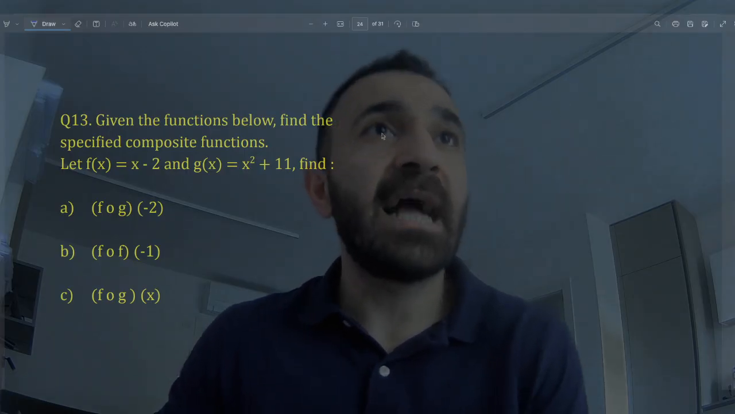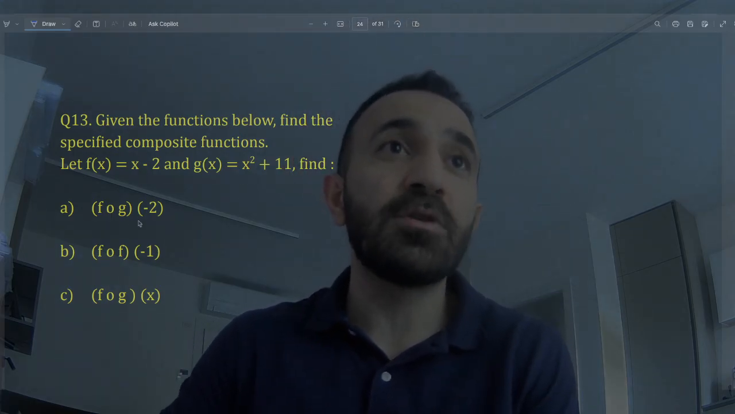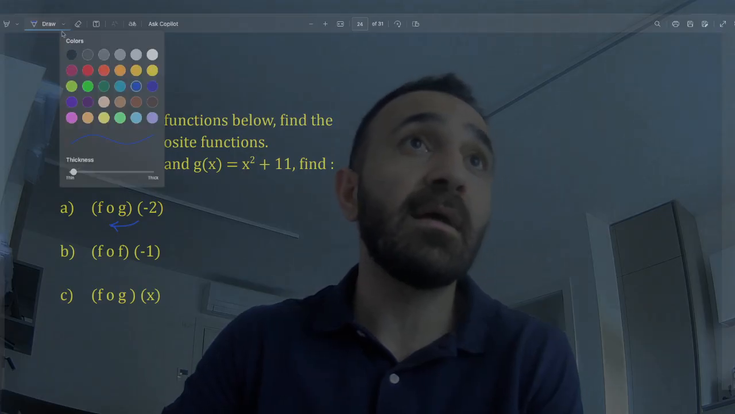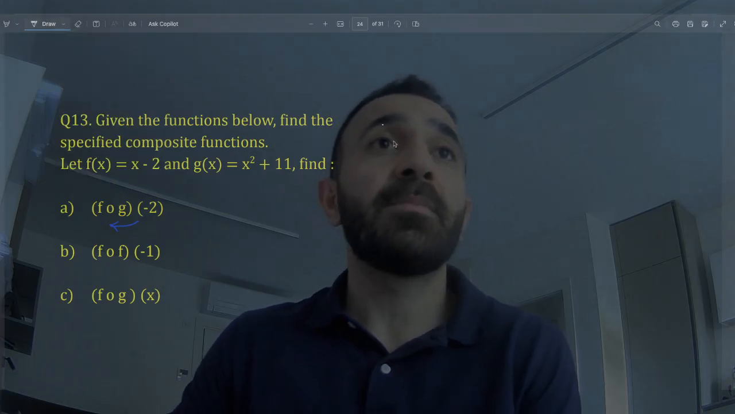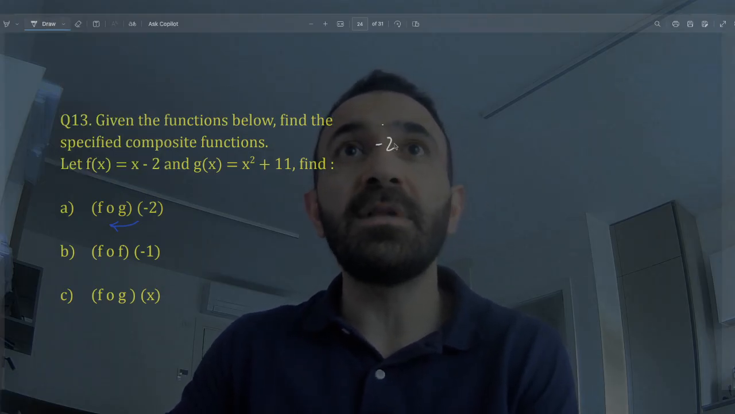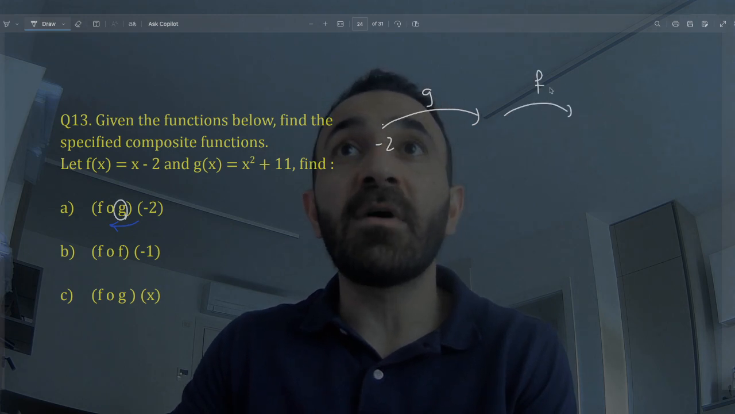Now, a little composite functions. So g of x and f of x are given to you. Find f of g of minus 2. I told you that you have to go from inside to outside as the priority of the operations. So input is minus 2, then you're going to put it in function g, then you're going to put it in function f.